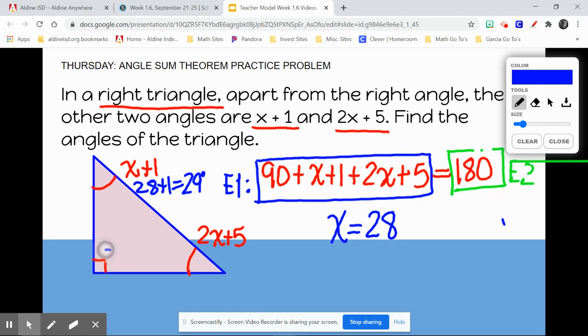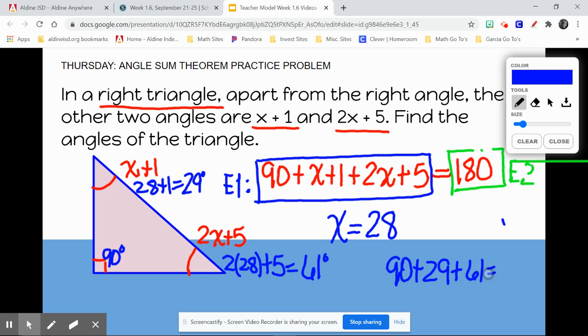And I know this one is 90 degrees. And I will substitute here, so 2 times 28 plus 5. That gives me 61. And if I add those three, which is 90 plus 29 plus 61, that gives me 180 degrees. So that's how I can use the measure of a triangle to solve for missing angles.